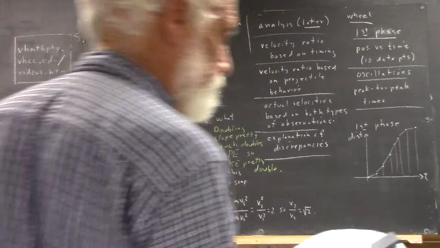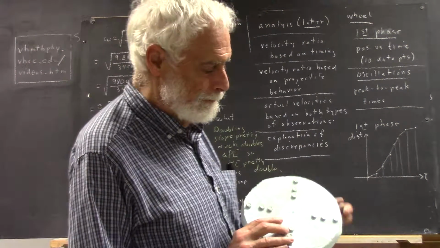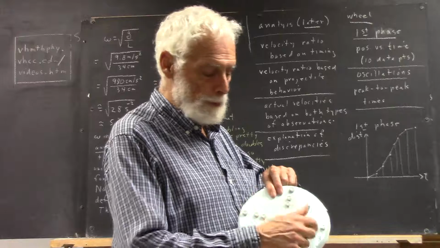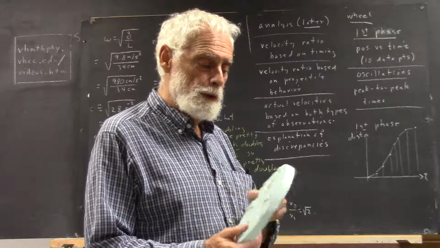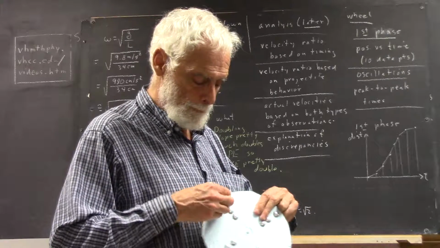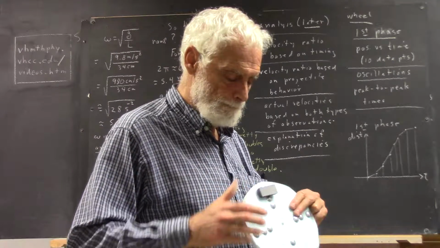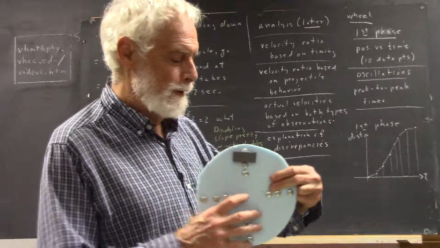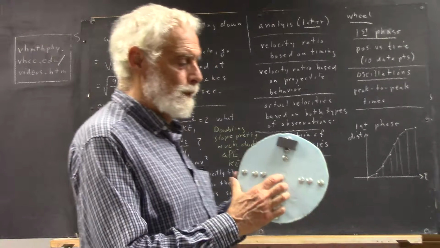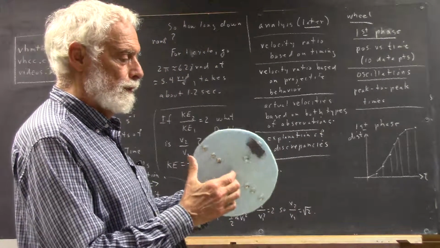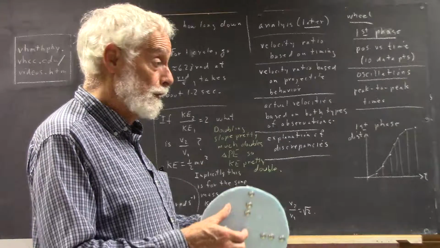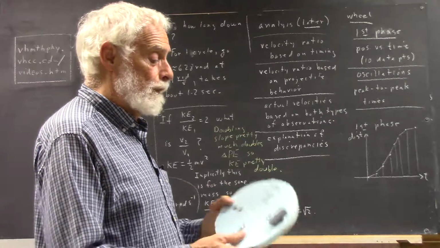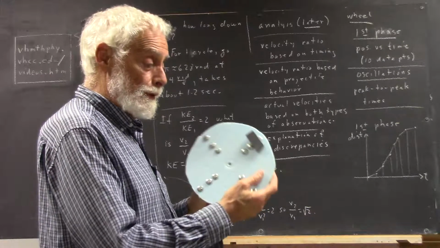Now with the wheel, what we have is a styrofoam wheel with bolts, and we attached a magnet to one set of bolts. And then we allowed this system to rotate on an axis, so it rotates a little better than it does on my fingers. And we wanted to observe the motion of this thing.